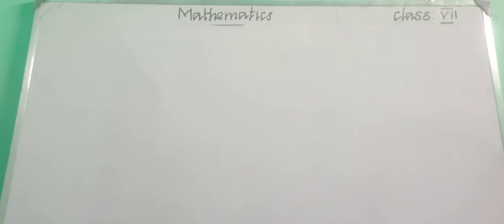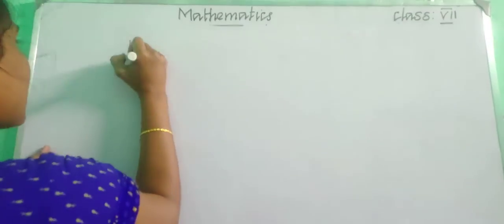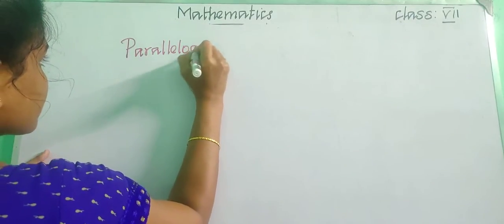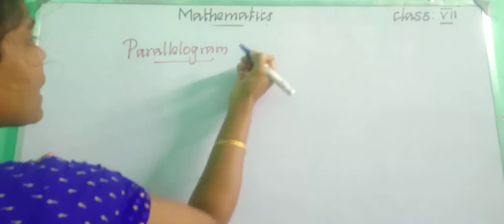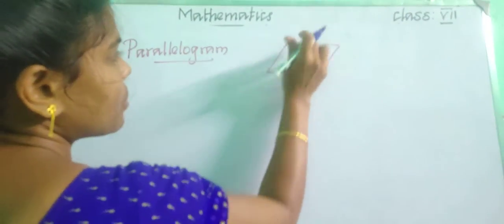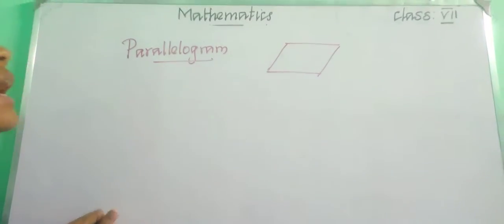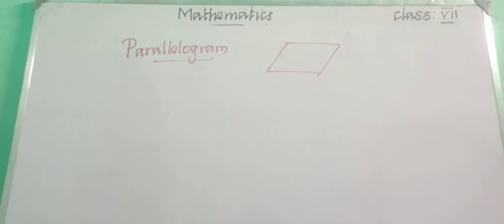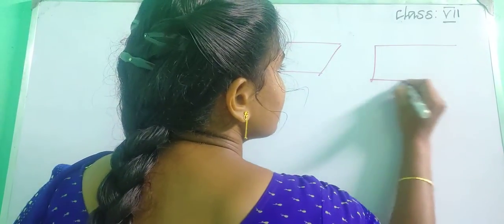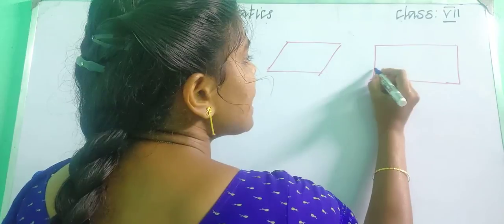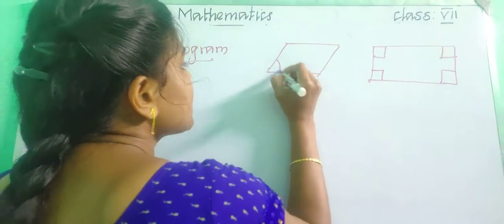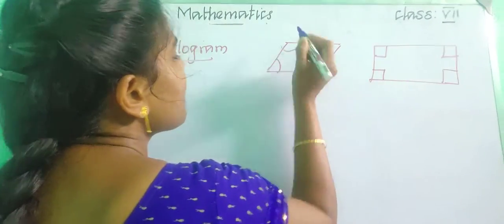The first we have learned about parallelogram, right? Parallelogram means the opposite sides are equal in parallelogram. So the opposite sides are equal and also parallel. What is the difference between this parallelogram and the rectangle? We have learnt about rectangle, right? The adjacent sides in a rectangle make 90 degrees. But in a parallelogram it does not make 90 degrees.